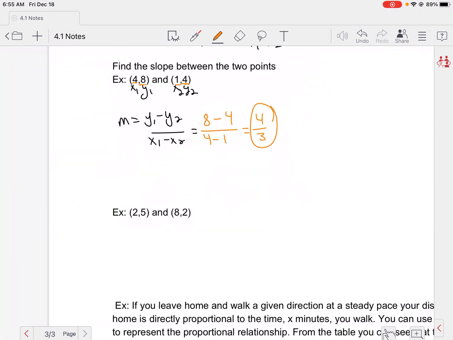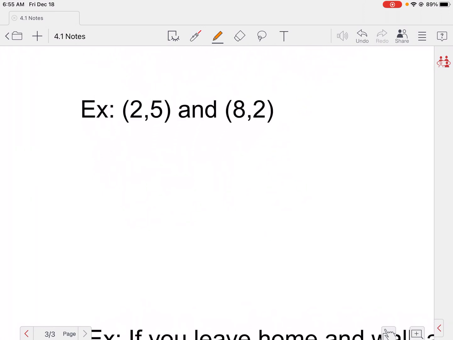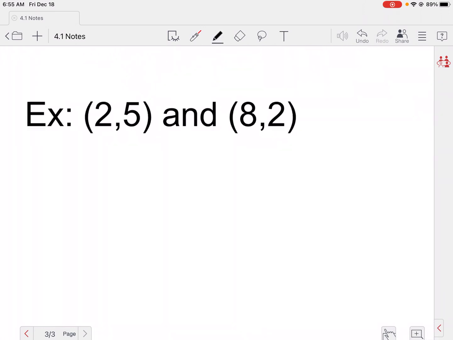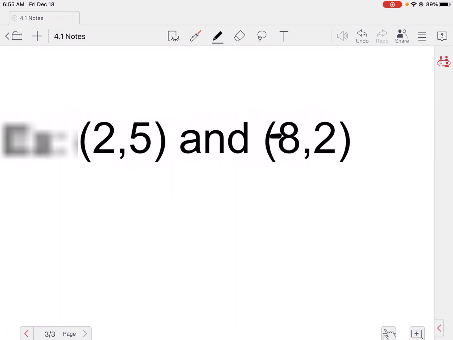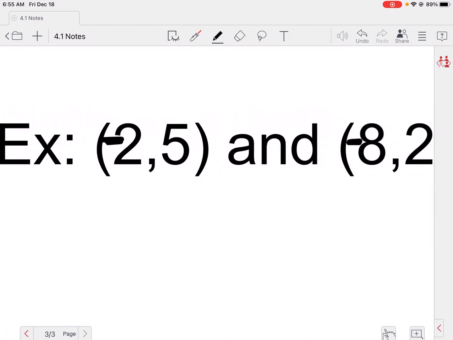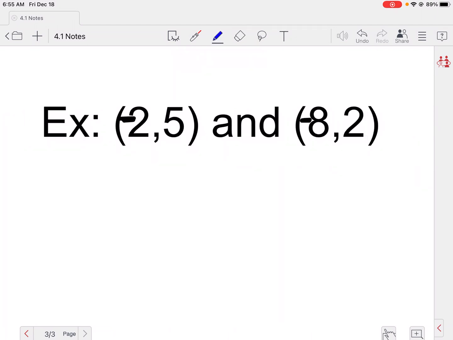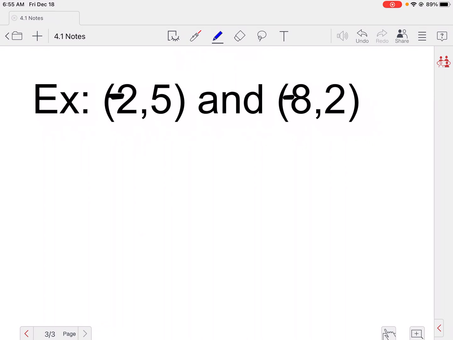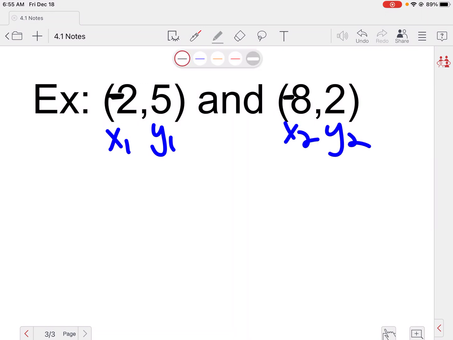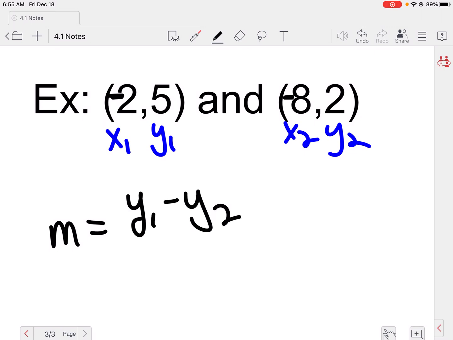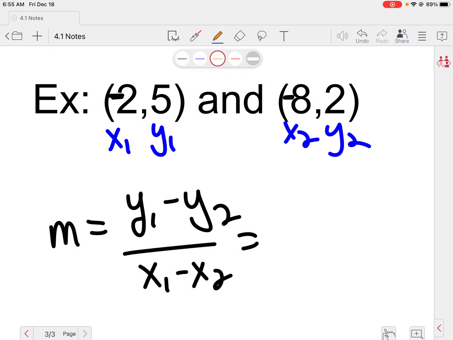All right, let's go ahead and try another one. Okay, and I'm actually going to change these. Let's change these both to negative numbers here. We'll change the 8 to a negative and the 2 to a negative. Okay, just because a lot of times students mess up when we have negative numbers. So again, I'm just going to label it x1, y1, x2, y2. Remember, in an ordered pair, the x always comes first. And I'm going to have my slope equal to y1 minus y2 over x1 minus x2. And I'm going to plug in what I know. So y1 is 5 minus y2, which is 2.